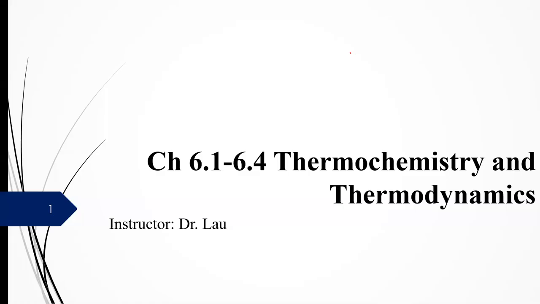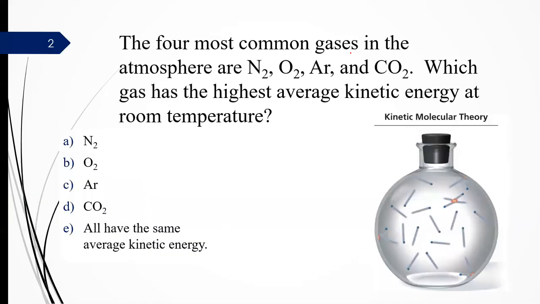Okay, this is going to be our first lecture for Chapter 6, which is Thermochemistry and Thermodynamics. But before we get into that, let's do a little bit of review. So we have four most common gases in the atmosphere as being nitrogen, oxygen, argon, and carbon dioxide. And so we're trying to figure out which one has the highest average kinetic energy at room temperature.